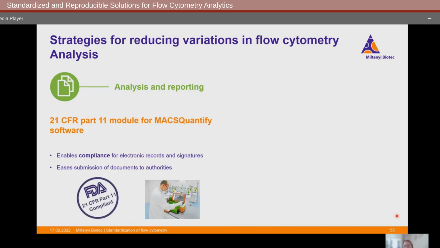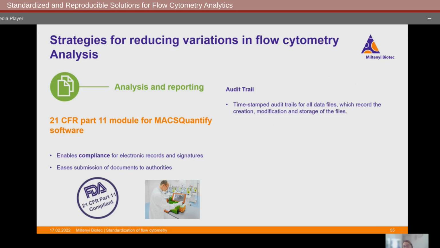So there's also 21 CFR Part 11 enabling compliance, and you can think of this also as a module that can be enabled to give you compliance on MaxQuant instruments. So it really benefits the types of users who need that high quality electronic record and signatures for documentation. It also makes it much simpler for submission to relevant regulatory authorities.